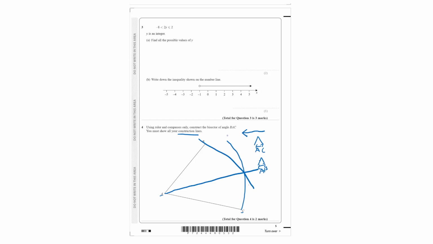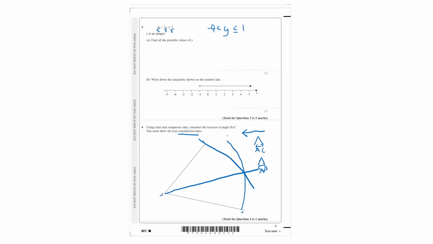Negative 8 is less than 2y, which is less than or equal to 2. y is an integer. Find all the possible values of y. First off, we have to divide everything here by 2. And our new equation is negative 8 divided by 2 is negative 4, which is less than y, which is less than or equal to 2 divided by 2 is 1.